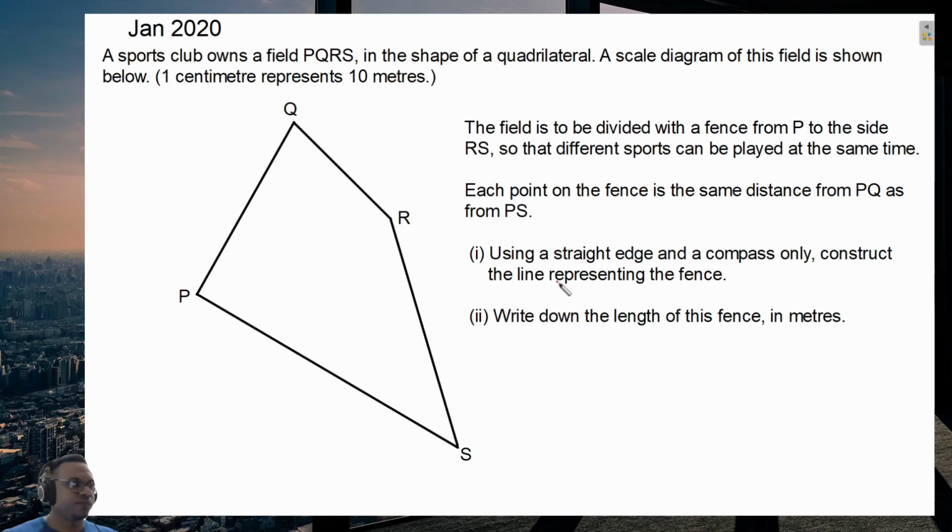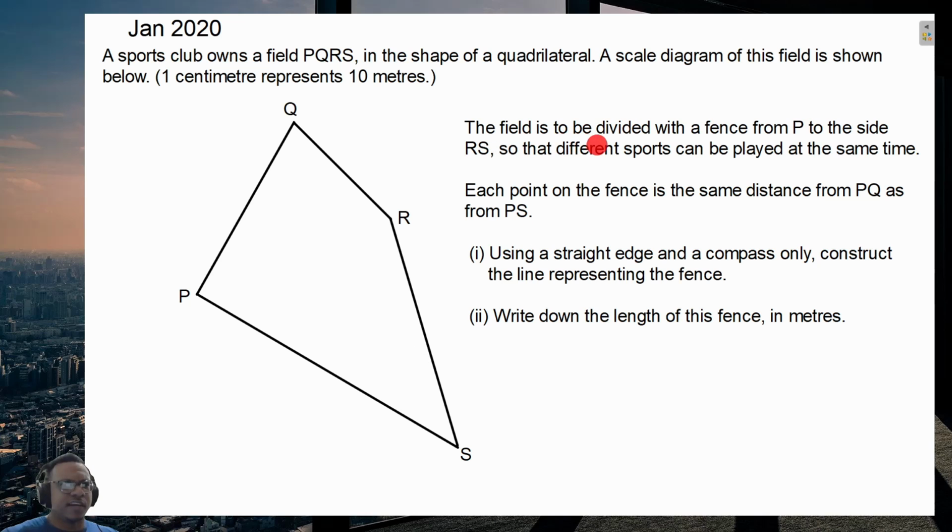Now in this first question, we have a sports club that owns a field PQRS, and that's the shape shown here in this diagram. It's in the shape of a quadrilateral. A quadrilateral means a four-sided shape, so you can clearly see this is a four-sided shape. Now we say that this is a scale diagram, and 1 centimeter represents 10 meters in real life. So that means 1 centimeter on the diagram represents 10 meters in real life.